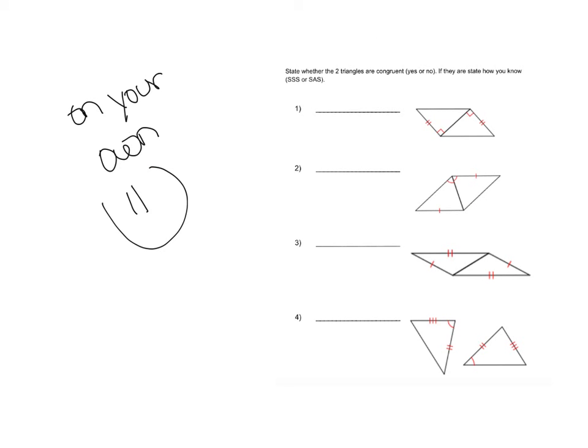All right. This is going to be a combination of side, side, side, and side angle side. So state whether the two triangles are congruent, yes or no. And if they are, so if it's a yes, then I want you to also write whether it was side, side, side or side angle side. Make sure that you make any needed markings to prove things that are congruent.